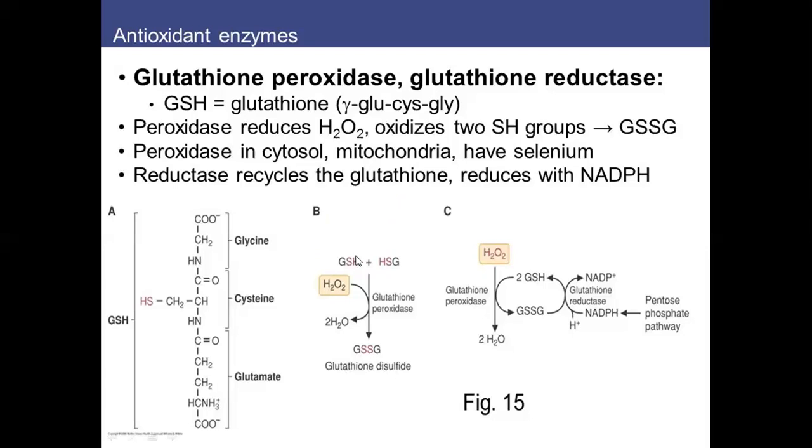Now, in order for glutathione to be able to do this over and over again, we must regenerate the glutathione in its reduced state. To regenerate GSH, we need the action of another enzyme called glutathione reductase. This enzyme requires a coenzyme called NADPH that comes from the pentose phosphate pathway. So this is what I need you to know about the glutathione peroxidase and the glutathione reductase involved in the mechanism of defense against the reactive oxygen species.